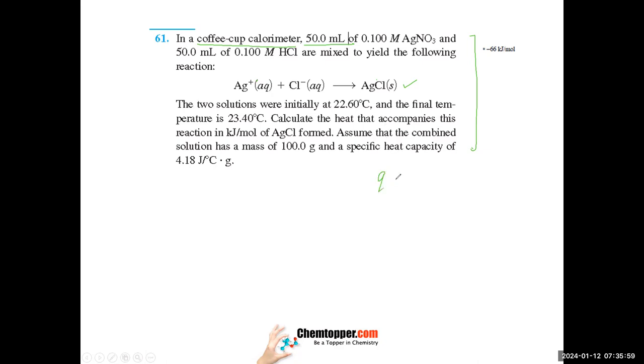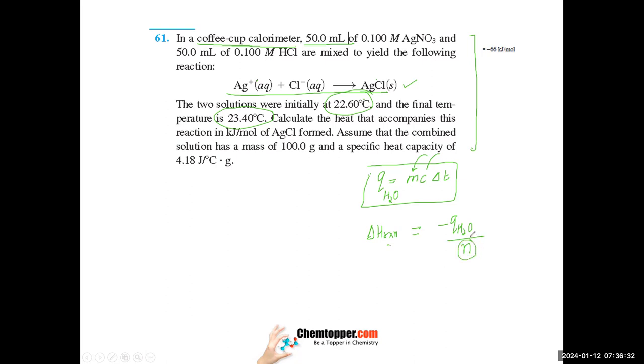So Q equals MC delta T, Q of the water. Then you're calculating delta H of the reaction. This reaction is minus Q of the water, which you calculated by using this equation. Mass is there, C you know, delta T is there. See this delta T. So divided by n, delta H of the reaction.